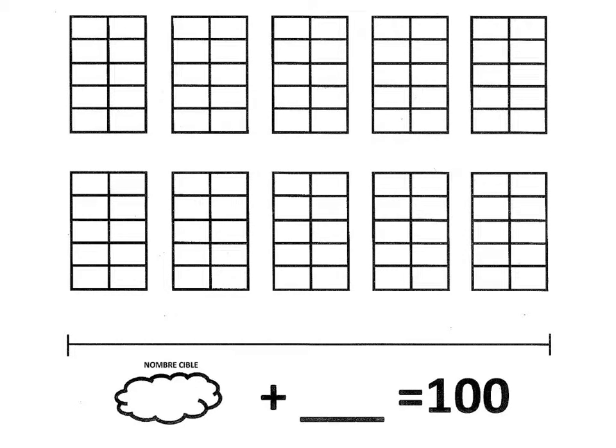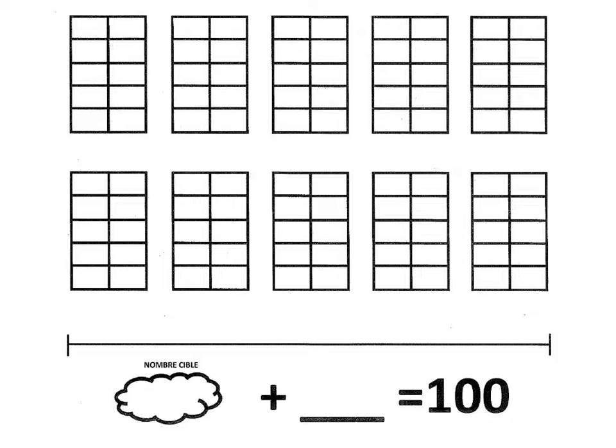Hi, this game is Partners to 100. Once they've passed Partners to 10 and Partners to 20, this is what they're going to be working on. By the end of grade 3, they should be able to find the partner to 100 without using this diagram. It should be done mentally. But this is the first step when working on Partners to 100.